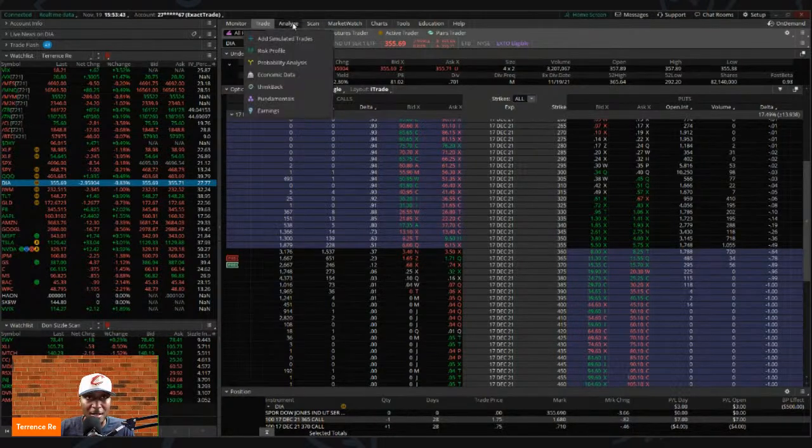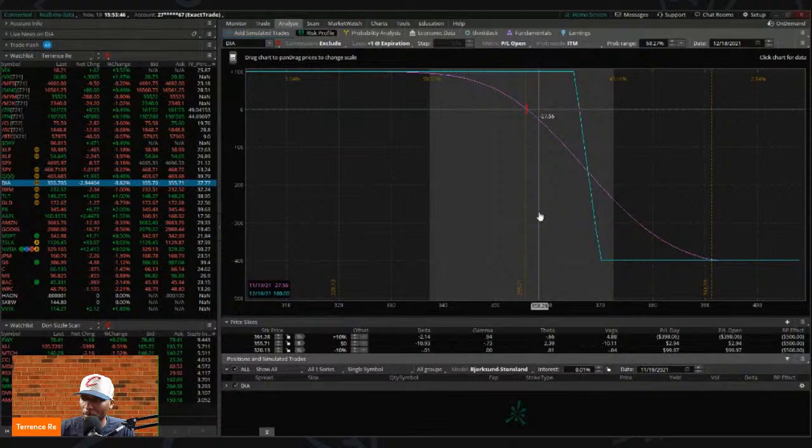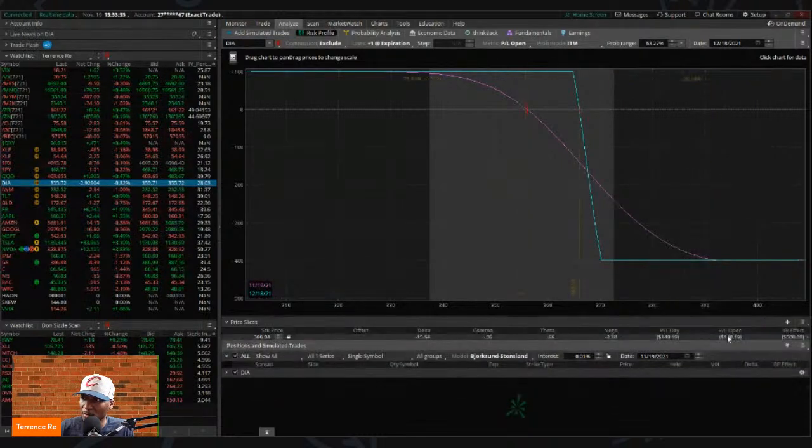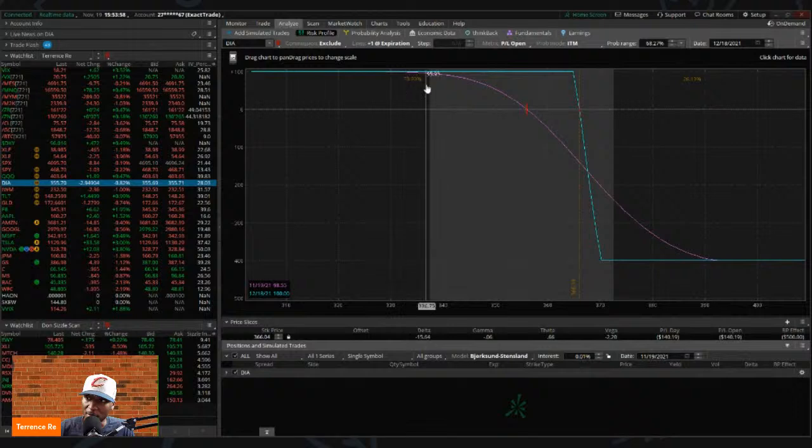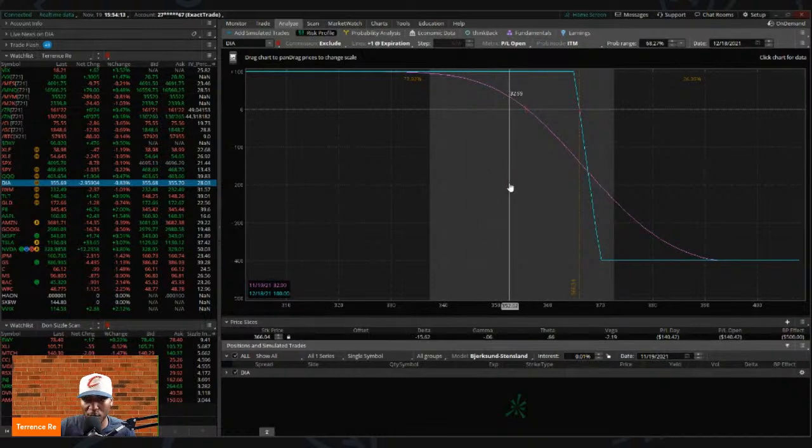If we come to the analyze tab and analyze it, this is what it looks like. Basically set the slices to break even. I got a 73% chance of making money on this trade. So, 73% probability of profit, that's what you call a high probability trade. You're risking 4 to make 1, risking $400 to make $100. Just the math on that alone is going to give you an 80% probability.